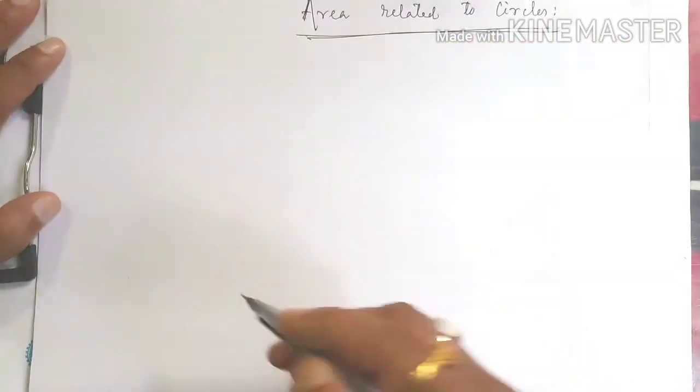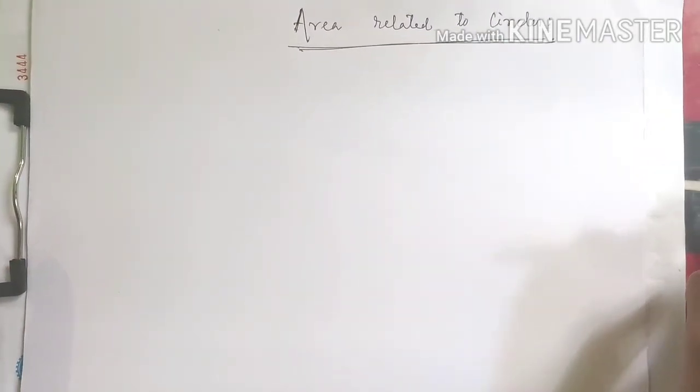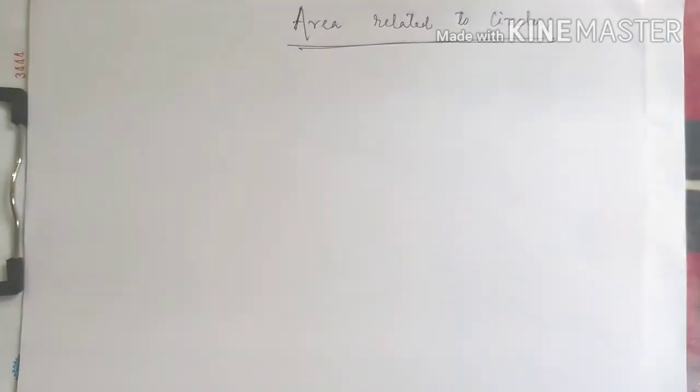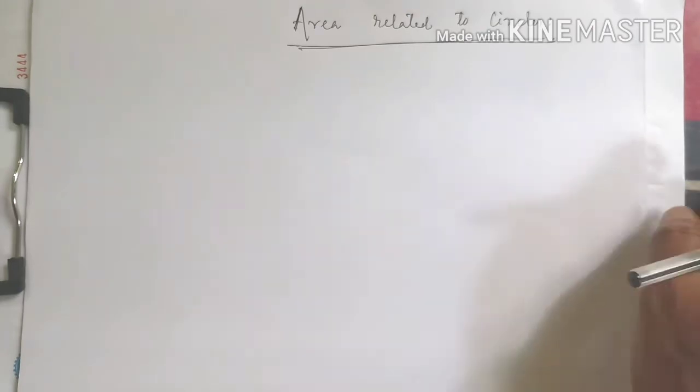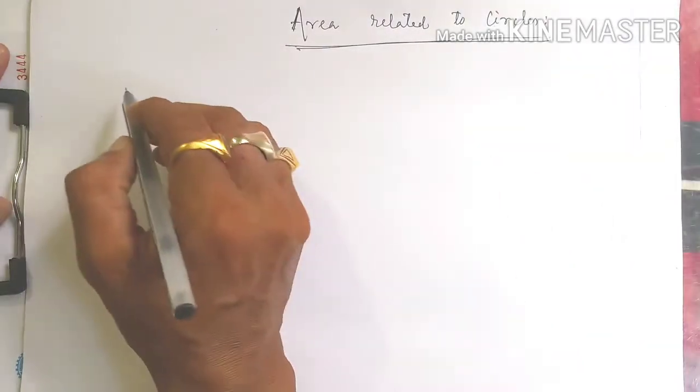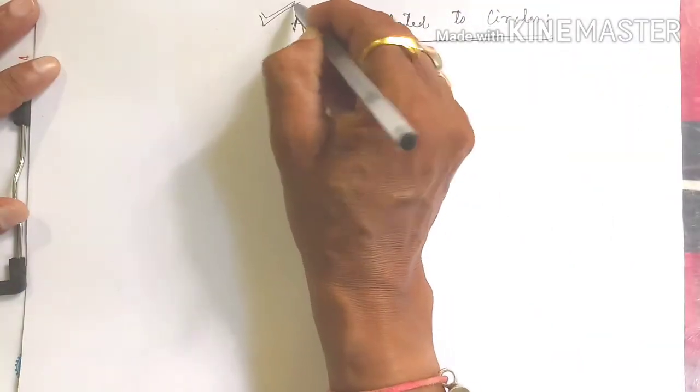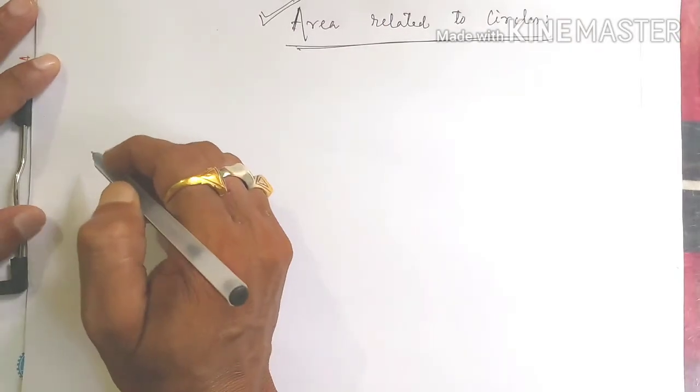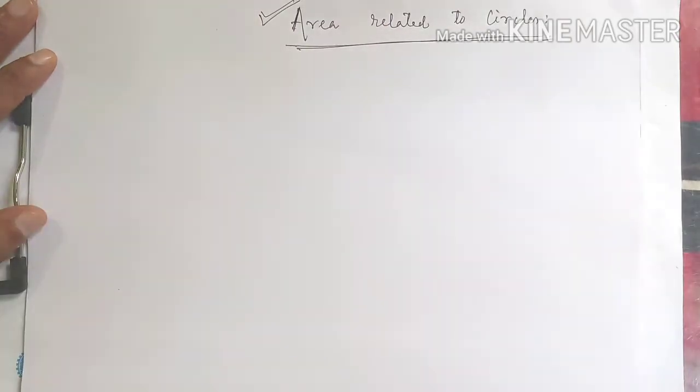This is a very important chapter. No doubt some of the syllabus has been reduced from your textbook, but still we have to learn it. This chapter is highly essential to solve the next topics. So here is the chapter, area related to circles.